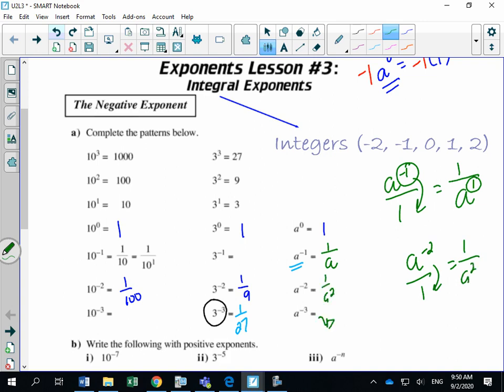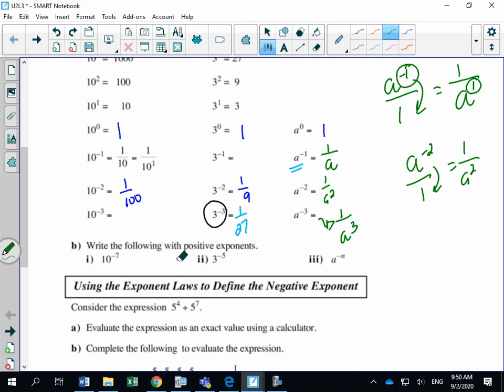This last one is going to be 1 over a cubed. Okay? If I did b, write the following with positive exponents. You say, okay, simple. Put these all over 1. The exponents are negative. And if you bring each exponent into the denominator, it is going to then become positive. So this is 1 over 10 to the power of 7. This becomes 1 over 3 to the power of 5. And this becomes 1 over a to the power of n.